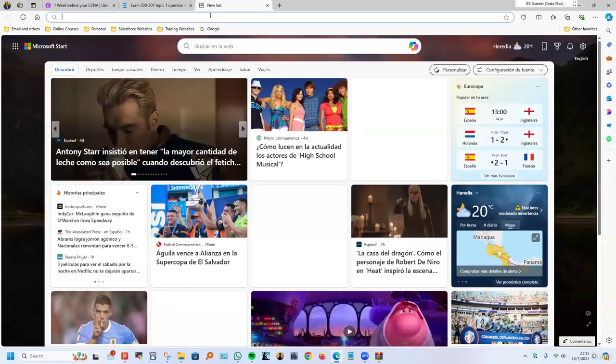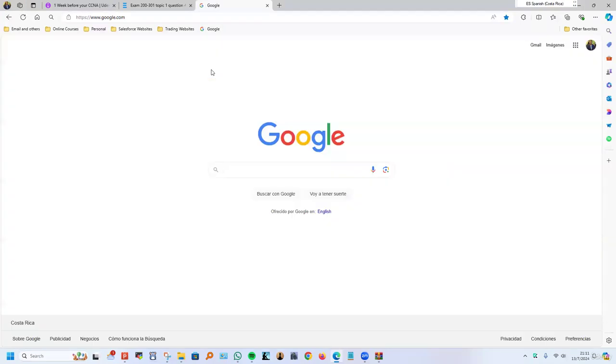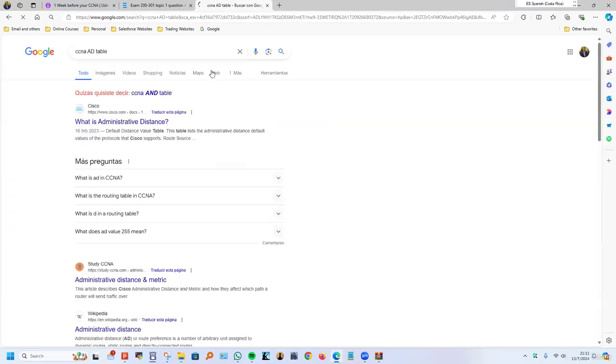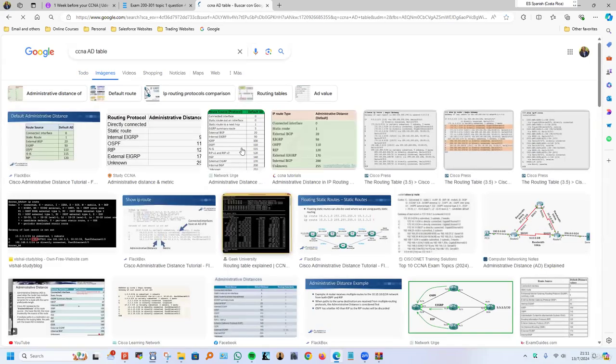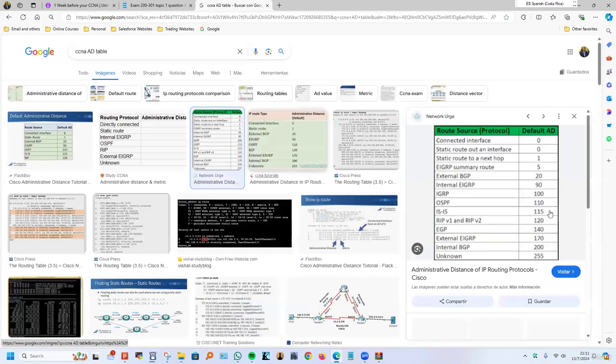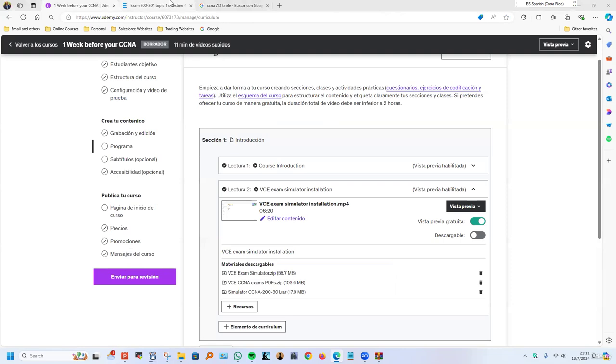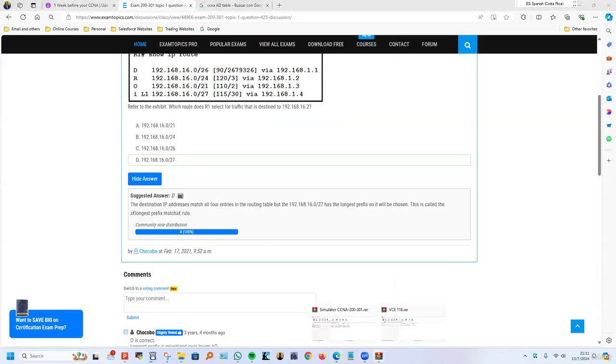Let's find the administrative distance, CCNA AD table. Let's look at some images there. So 115 is actually for ISIS. I was good from the beginning. So it's using the longest prefix match and it's using ISIS in this case. Let me close those. And this one as well.